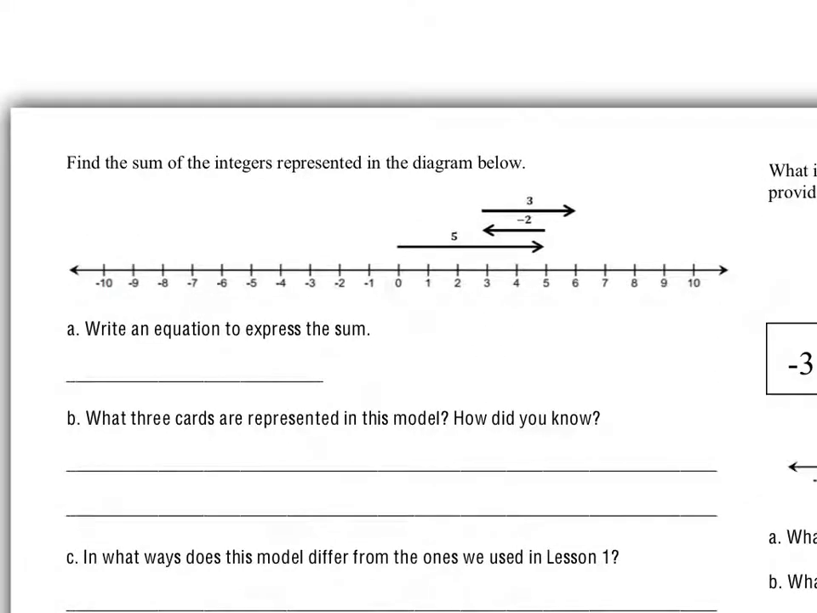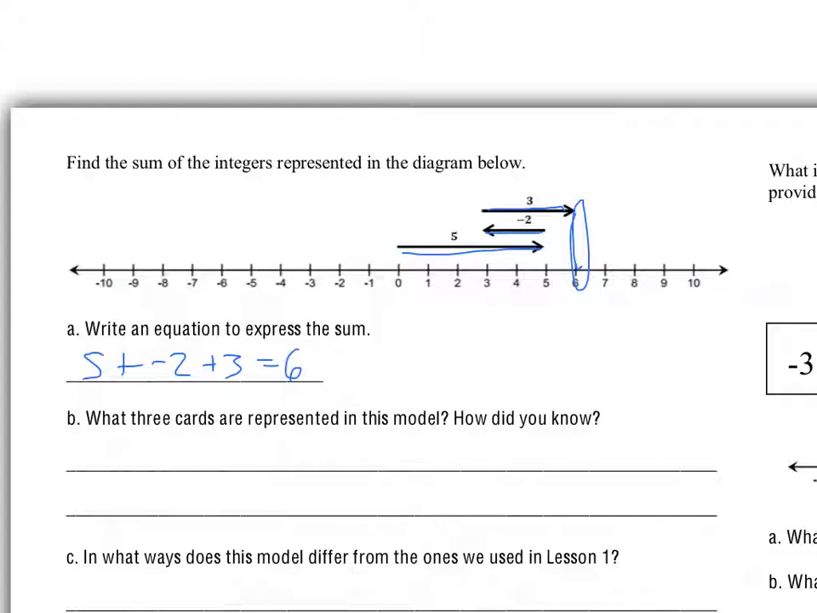Okay, walking through this, we should see that we start with a positive 5 arrow, so that means we're starting with 5. And then we have a -2 arrow, so we're adding -2. And then a positive 3 arrow is what we're adding on here. We see that we end up at 6. So even without having to think about it, we should know that this is going to be equal to 6.